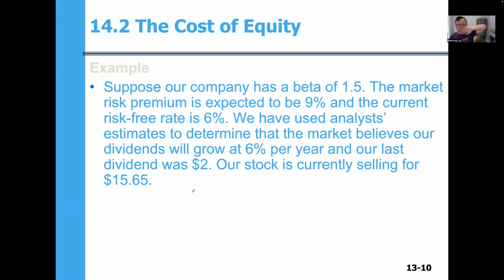So here's one example. Suppose our company has a beta of 1.5. The market risk premium is expected to be 9%, and the current risk-free rate is 6%. We have used the analyst's estimate to determine that the market believes our dividend will grow at 6% per year, and our last dividend was $2. Our stock is currently selling at 15.65. Okay, we are going to use two methods. The first one is the dividend growth model.